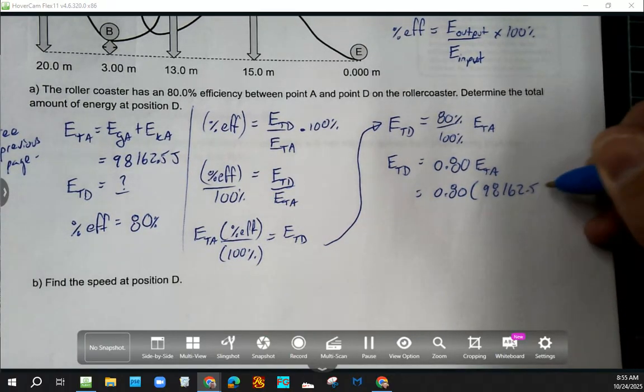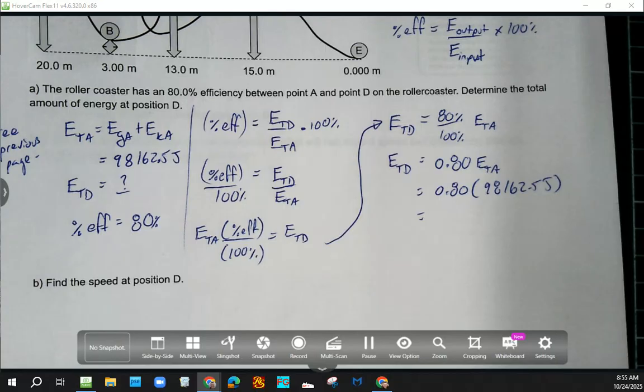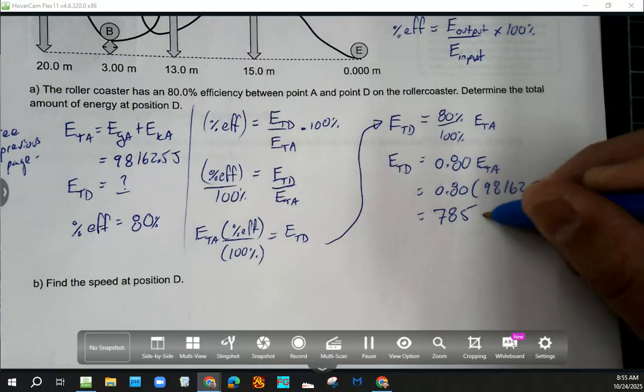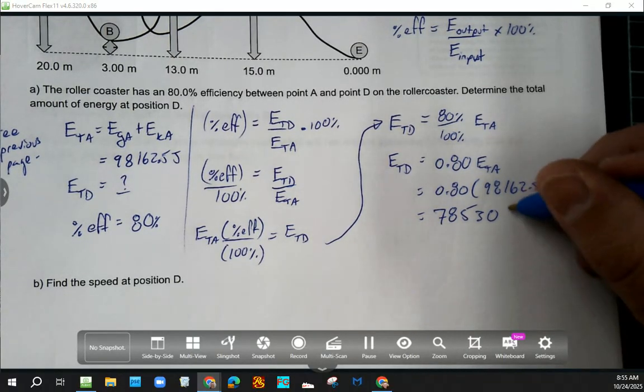98,162.5 joules. I can't do that in my head. Somebody help me out. I think it starts with a 7, but I never trust myself these days. All right. 78,530. Is it exactly 530? Yeah. Are you lying right now? No. Oh my gosh. Wow.